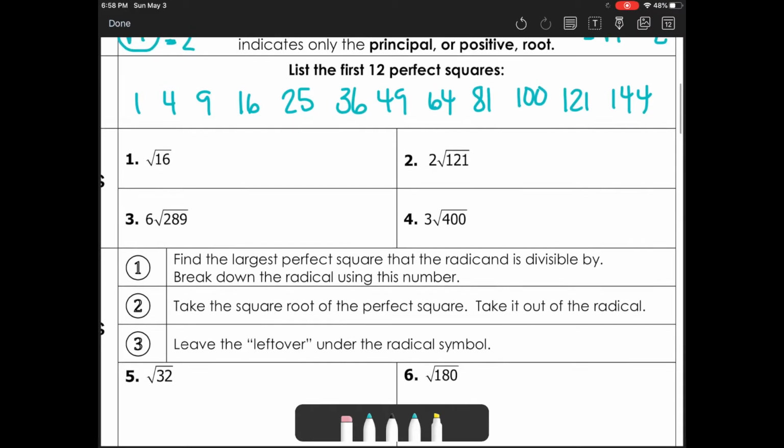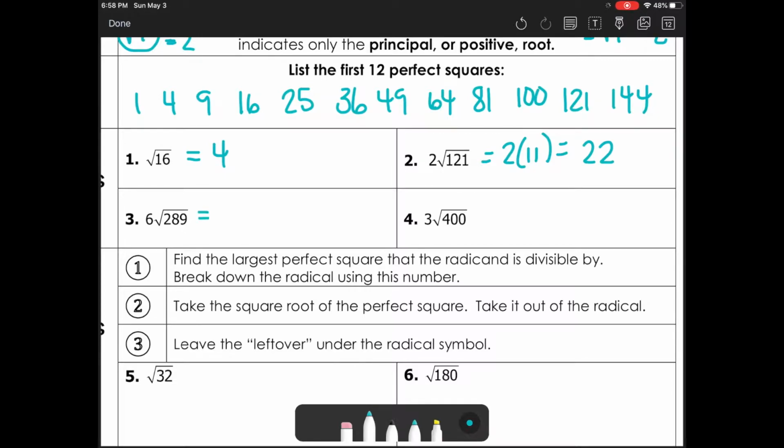So now we're going to simplify these square roots here. The square root of 16, I hope everybody knows that that is 4. Next, 2 square root of 121. Now, with the 2 in front of the square root symbol like this, it means 2 times the square root of 121. So the number in front is a number that you multiply times whatever the answer to your square root is. Well, the square root of 121 is 11, and 2 times 11 is 22.